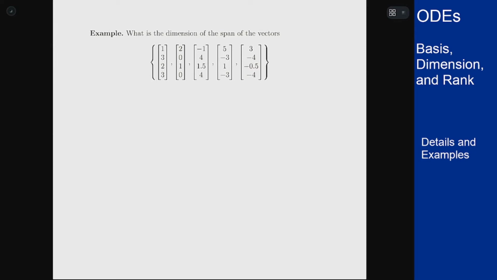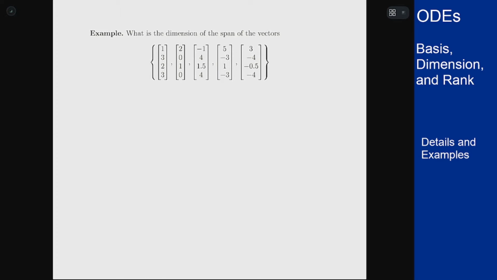In this example, we'll showcase a way we can approach problems that ask us about dimensions of certain objects. This example asks to find the dimension of the span of the vectors given here. And we've got 5 different 4-component vectors here. I want to find the dimension of the span of these vectors.